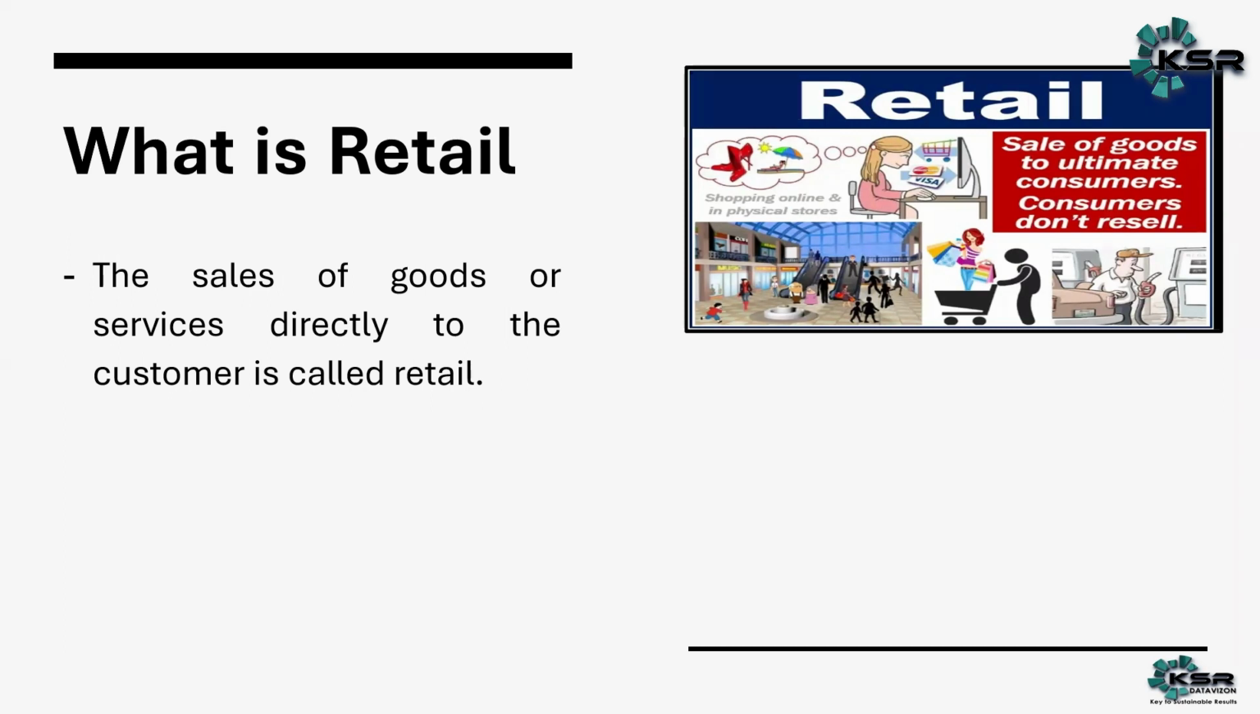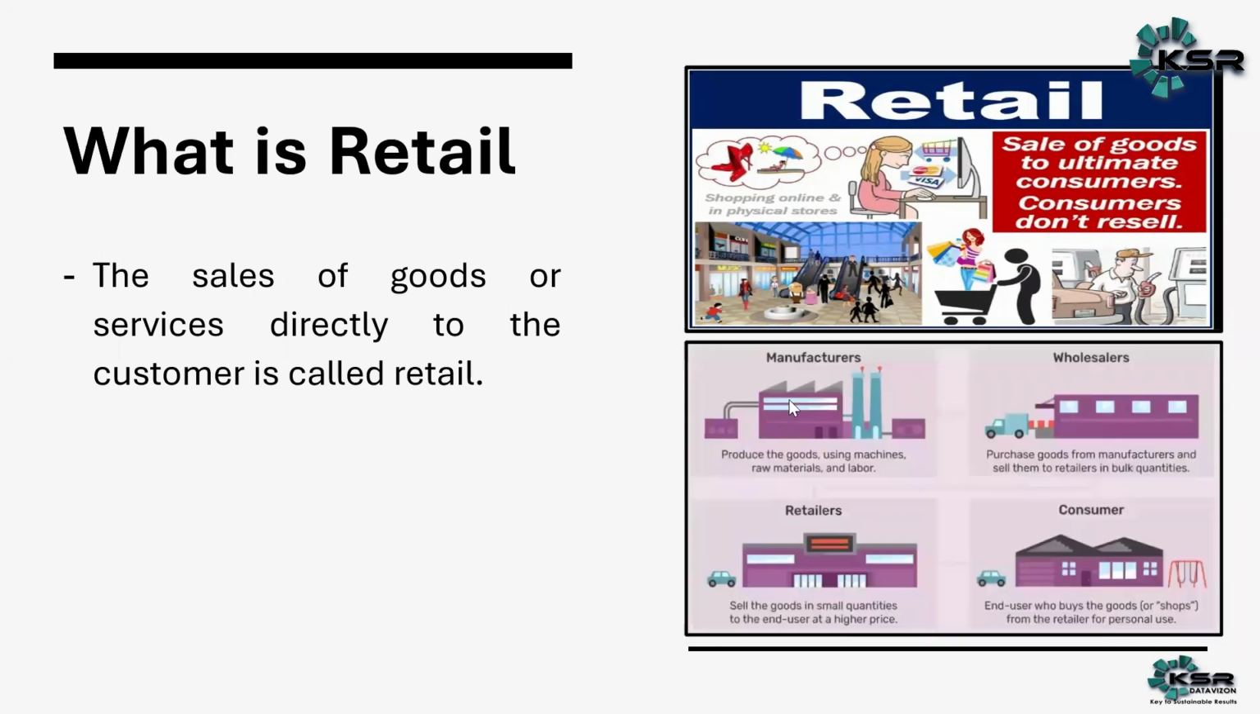Now, a key important aspect in retail: can you go and buy from a manufacturer? Can you go buy from a wholesaler? The answer is no. There is a dedicated channel that we follow to procure things from a retailer. The manufacturer manufactures things and gives them to the wholesaler, who passes them to the retailers, and the retailers pass them on to the consumer. This is the complete supply chain for retail.